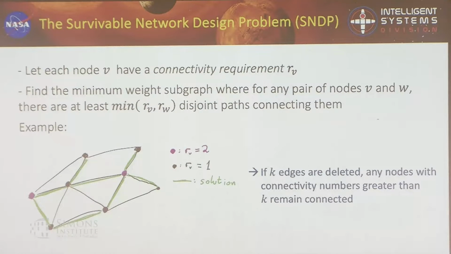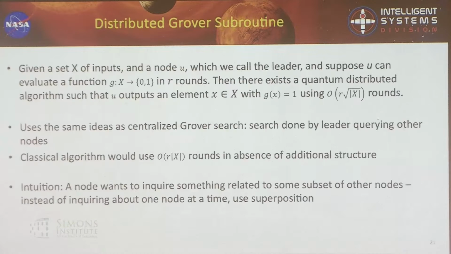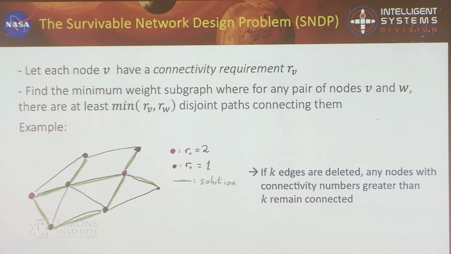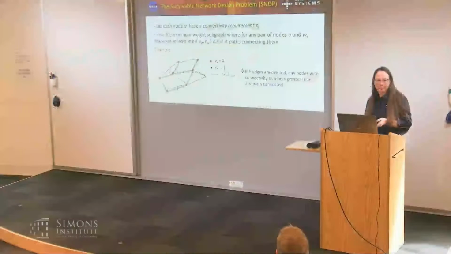The reason this is interesting is, for example, if K edges are deleted, any nodes with connectivity numbers greater than K remain connected. And so that's why it's called survivable network. So yeah, before I go into the algorithmic recipe, any questions on the survivable network problem?